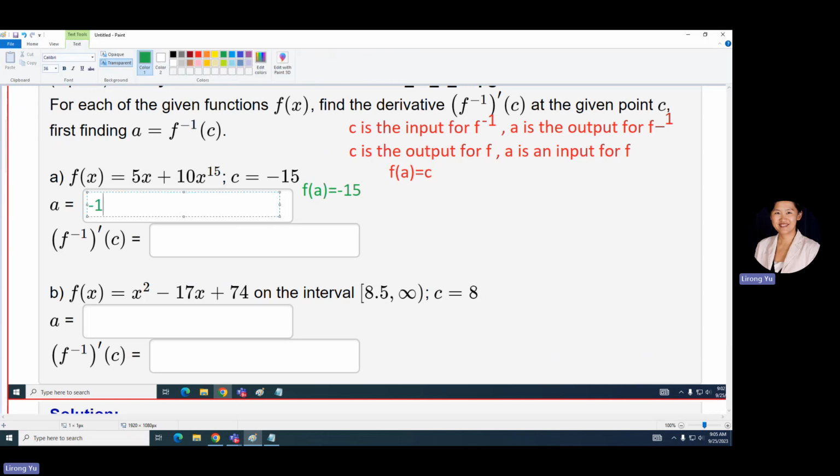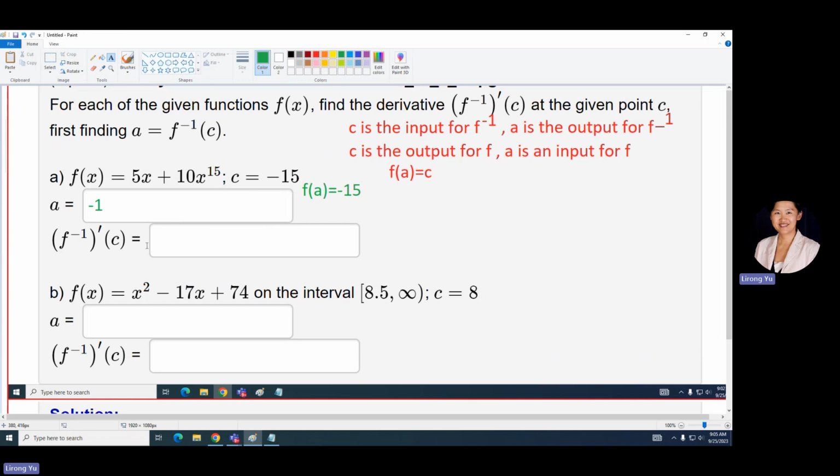If we are clear on whether A is X or Y, and whether C is X or Y: C has to be a Y value, and A has to be an X value. That way we can see how to plug in a number to get the output negative 15. That's how we answer the first question. Then we're going to try to answer the second question.